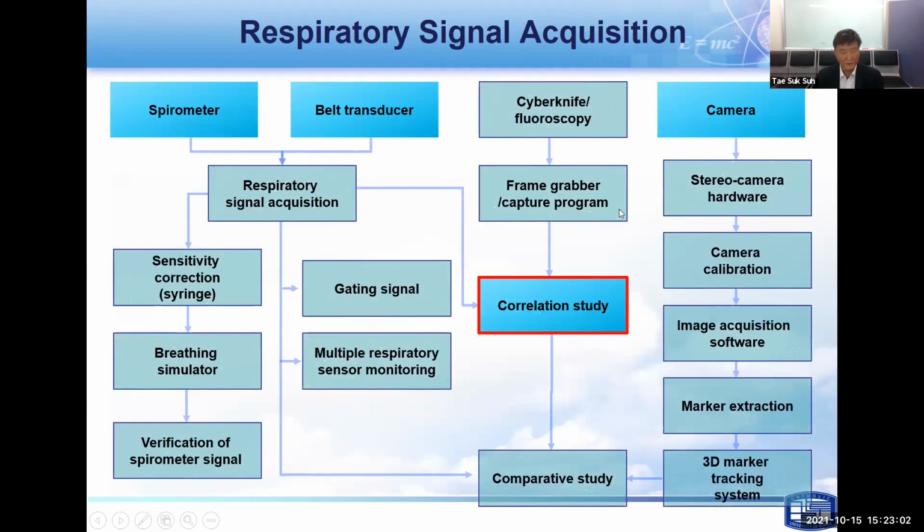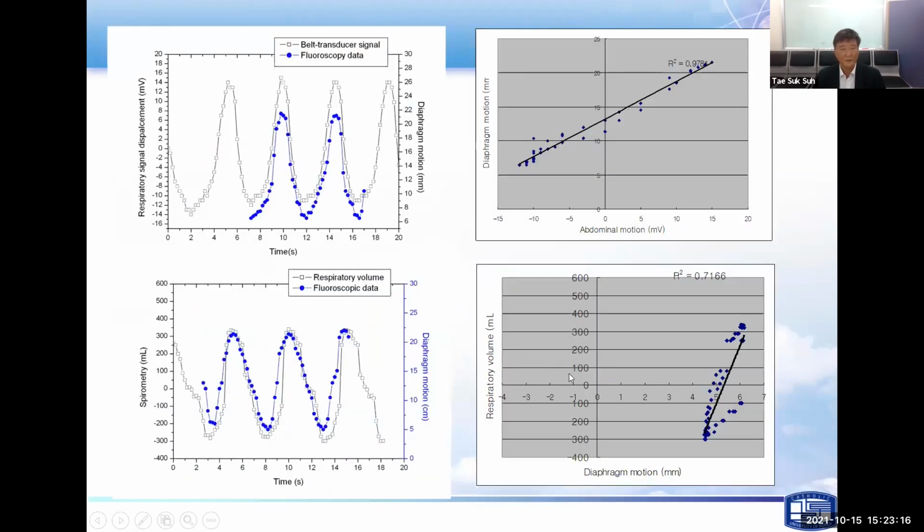This diagram shows the entire procedure for developing a multiple respiratory signal acquisition system using various sensors for the correlation study. As shown in this figure, the signal from the bellows transducer was well correlated with the fluoroscopic patient data. This is real data. It matches well, and the correlation graph is very nice.